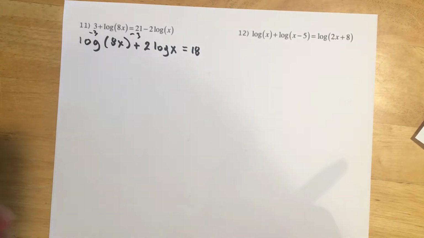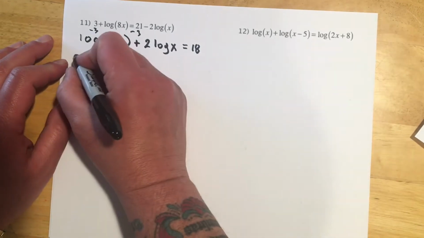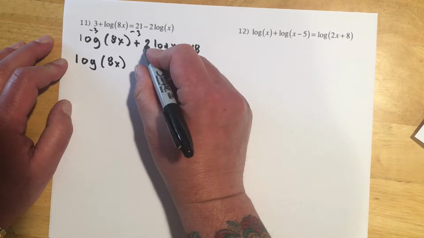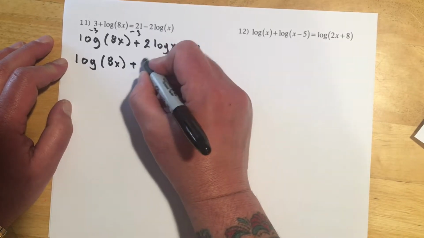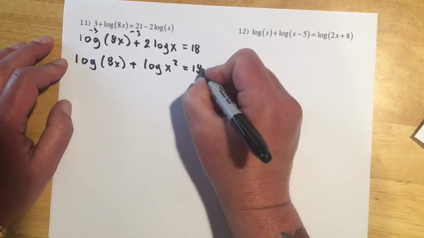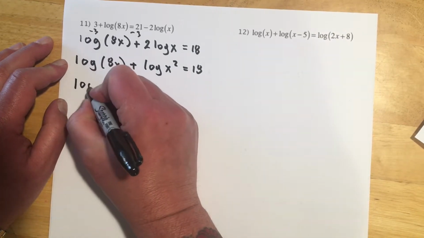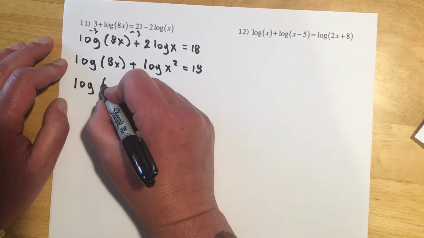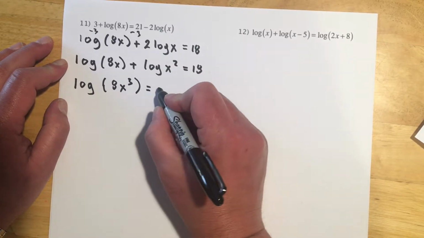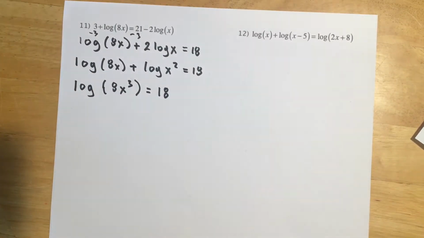So now what I can do is, since this is a plus, I can write it as a multiply. Actually, let me do one thing first. So remember, with this 2, that's going to be an exponent. And you could do this all in one step, but I just thought I should probably show it as a separate step. And so now I'll do the plus, and I'm going to write that as a multiply. So 8x times x squared would make 8x cubed equals 18.